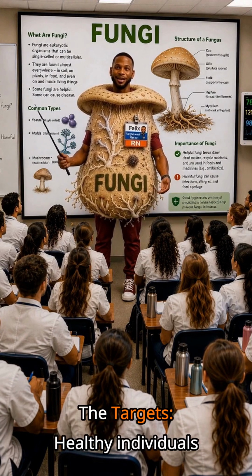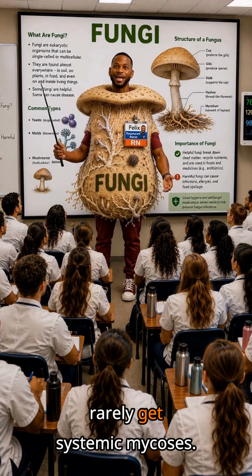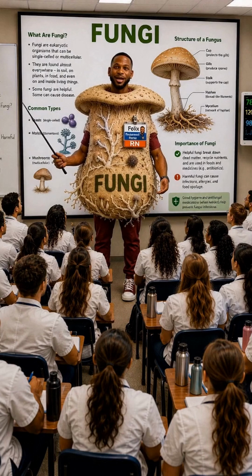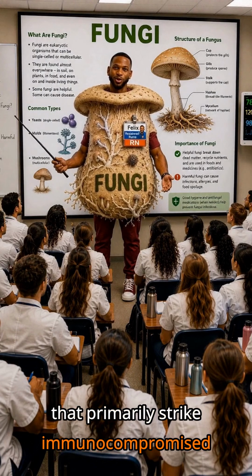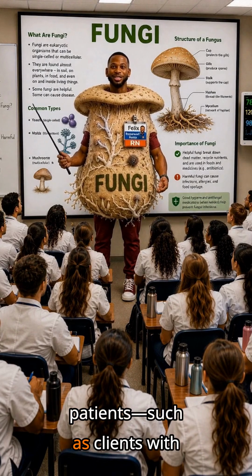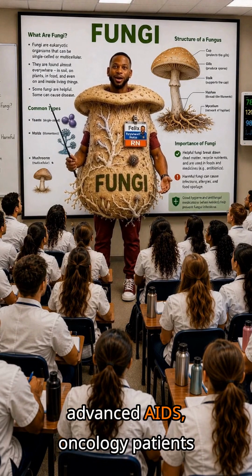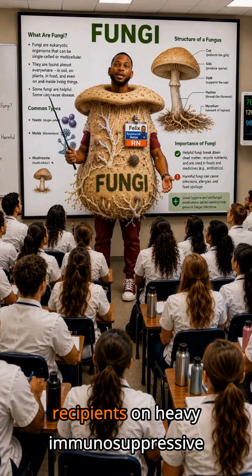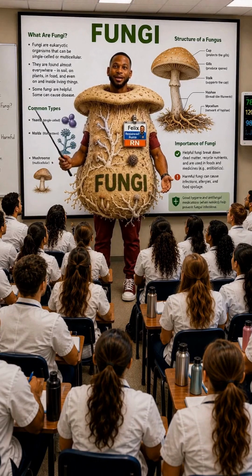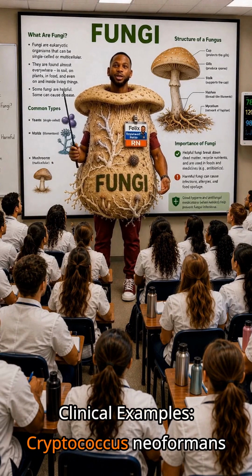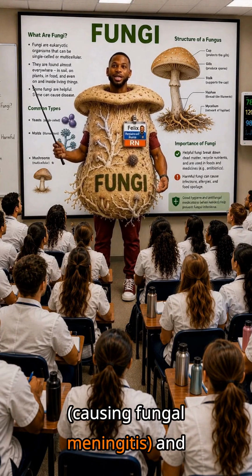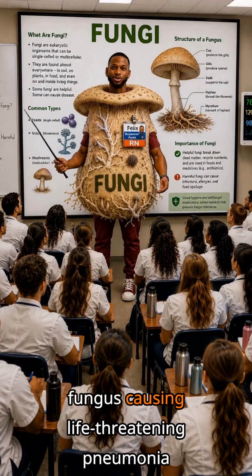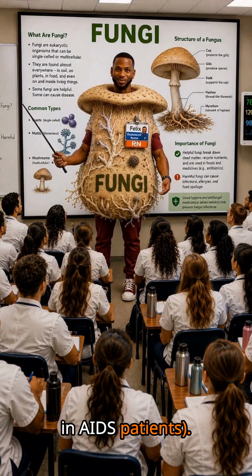The targets: healthy individuals rarely get systemic mycoses. These are opportunistic infections that primarily strike immunocompromised patients, such as clients with advanced AIDS, oncology patients undergoing chemotherapy, or transplant recipients on heavy immunosuppressive drugs. Clinical examples: Cryptococcus neoformans causing fungal meningitis, and Pneumocystis jirovecii, a unique fungus causing life-threatening pneumonia in AIDS patients.